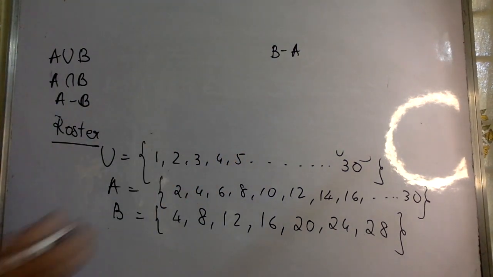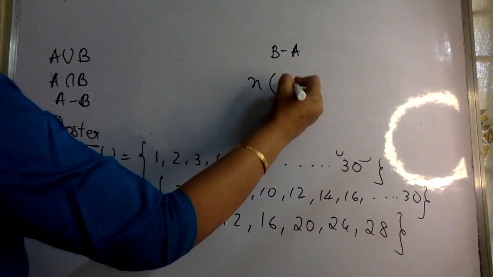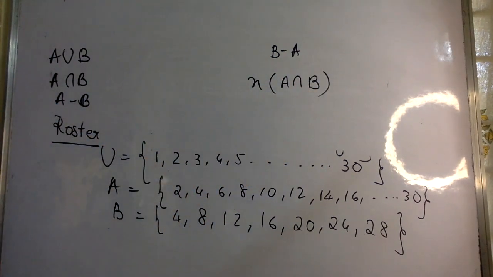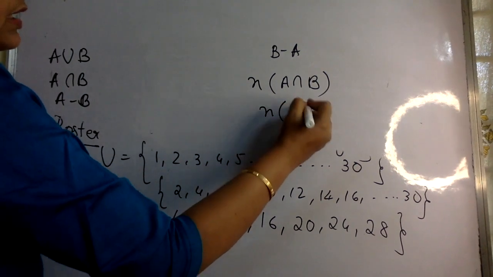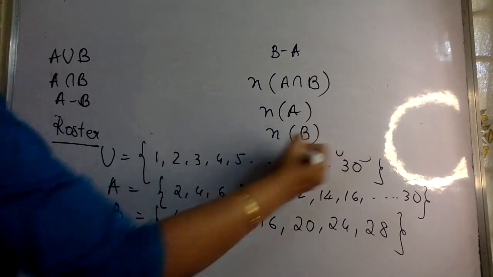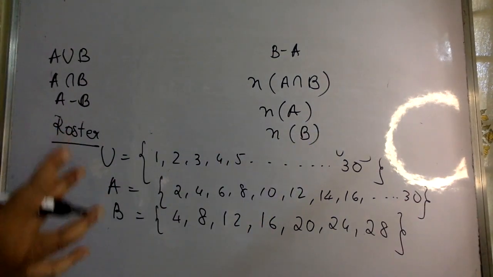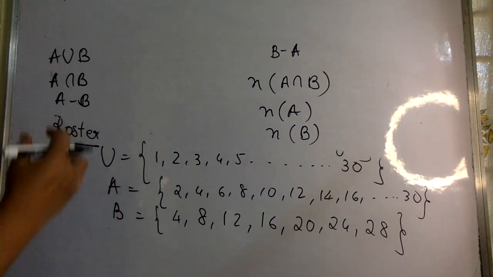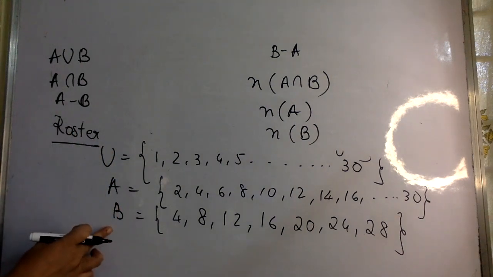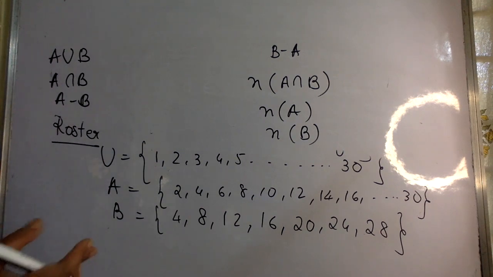Cardinal number of A intersection B they have asked. What else? Cardinal number of A and cardinal number of B. So they have asked us these 7 things, and we are going to find them out. A union B. What is A union B?